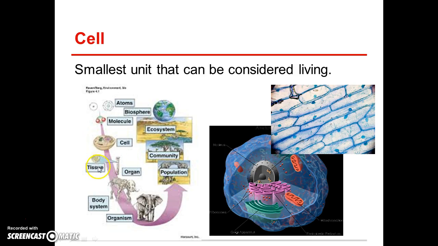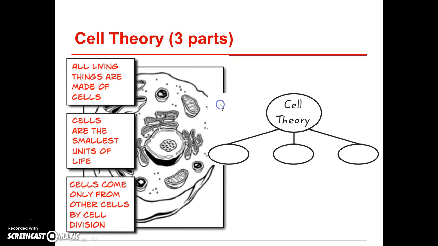Cells working together make tissues, tissues working together make organs, organs working together make body systems, and then of course the organism and so on. But here is where our attention is going to be for this entire unit.